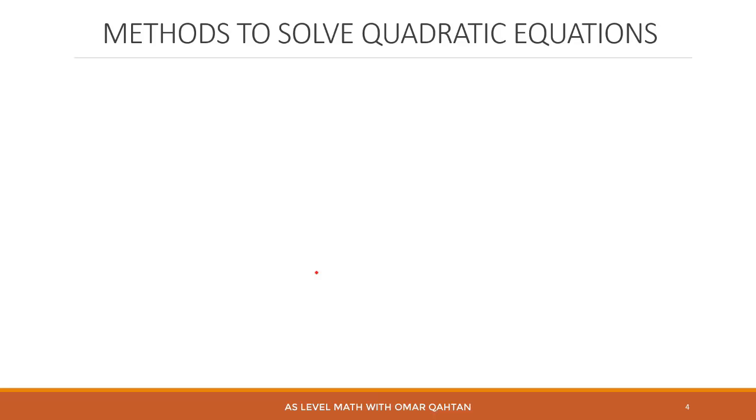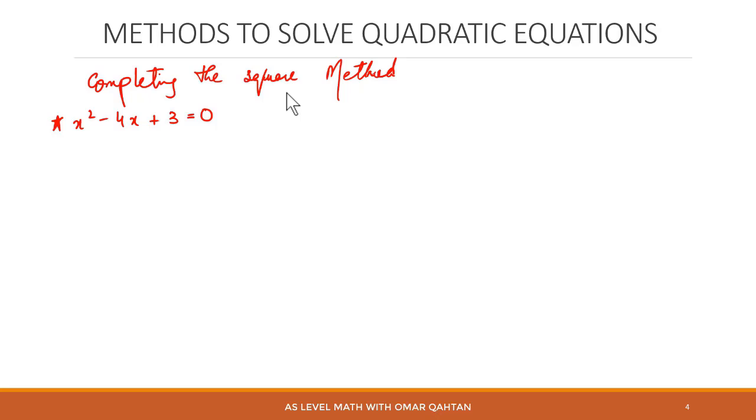Now move on to the next method, that is called completing the square method. Alright, in completing the square method, first we will shift this plus 3 to the left side, to the right side. So our equation will become now x squared minus 4x equals to minus 3. Now you have to concentrate over the coefficient of x.